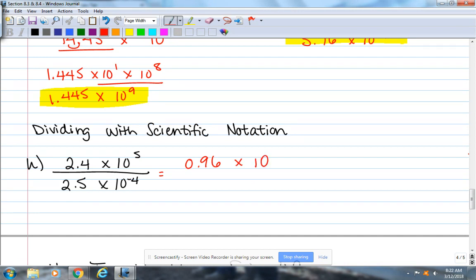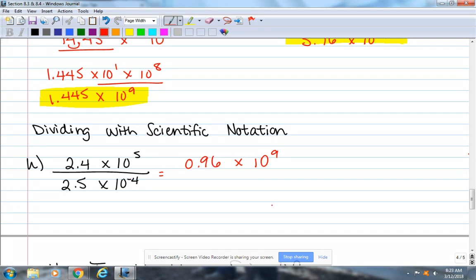Now how do we get our tens when we divide, do you reckon? You subtract. Now this time you have to do top minus bottom. I know we did big kid gets leftovers the other day, but on scientific notation you have to do top minus bottom. So what is 5 minus negative 4? Positive 9, right?